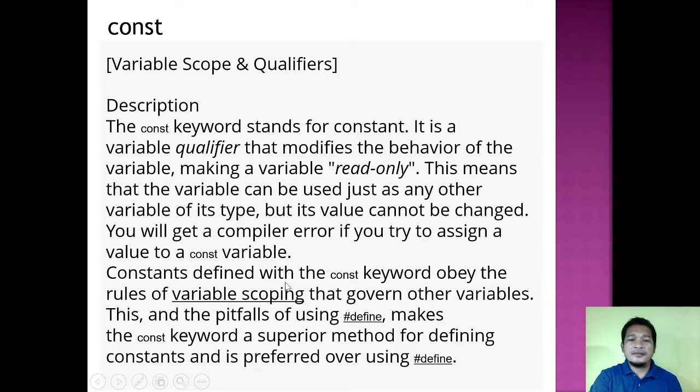Const defined with the const keyword obeys the rules of variable scoping that govern other variables. This, and the pitfalls of using hashtag define or number sign define, make the const keyword a superior method for defining a constant, and it is preferred over using define. In other programming, programmers in Arduino sometimes use define, but in this topic, it is much better to use the const keyword because it is a superior method for defining a constant.